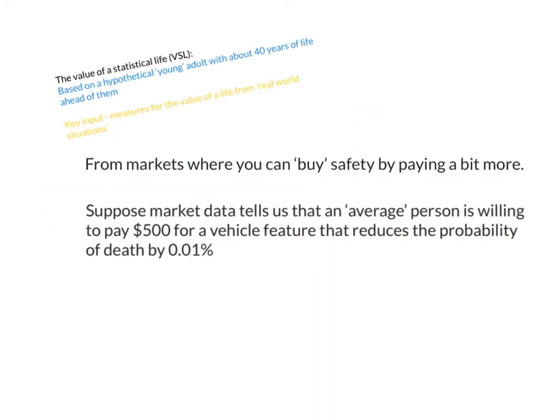To see how this works, let's suppose that we've got market data that tells us that an average person is willing to pay $500 for a motor vehicle feature that reduces the probability of death by 0.01%, or in other words, 1 in 10,000. So in that case, we can say that the value of statistical life from this data is given by the $500 that the average person is willing to pay divided by the reduced probability of death P, where here P is equal to 1 in 10,000.